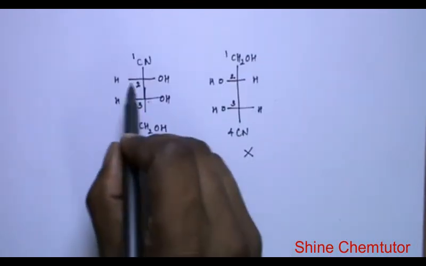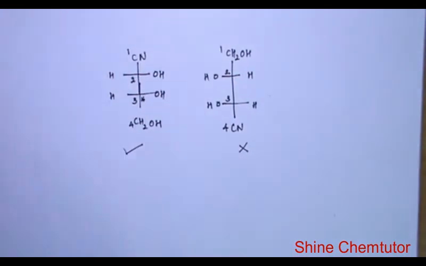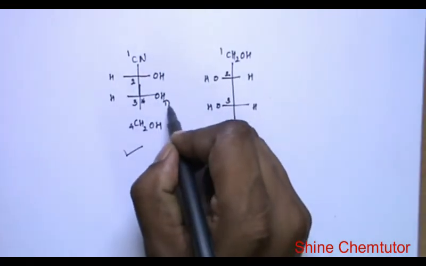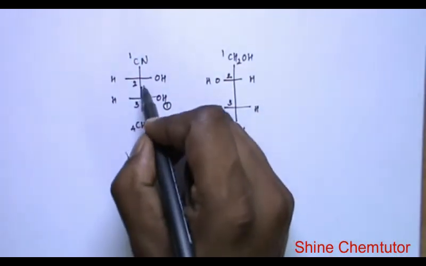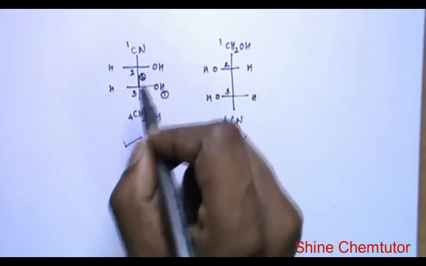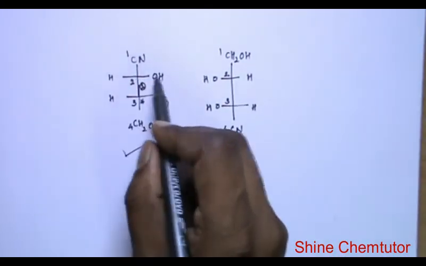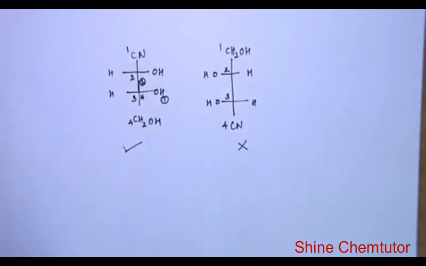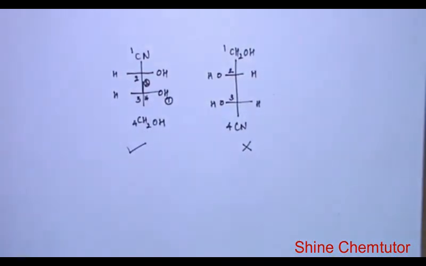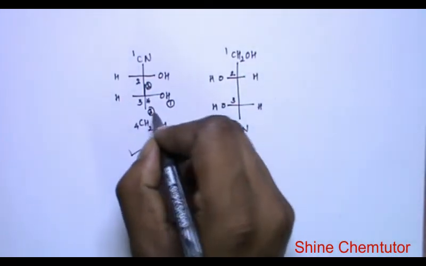I am not going to bother this one. I am going for this chiral center. The highest priority will be given to OH. The second one I will give here, because the next carbon, in both cases, is carbon. After that, on the top I have O and CN, but here it is O and H. So this should get higher priority. The third one is this.